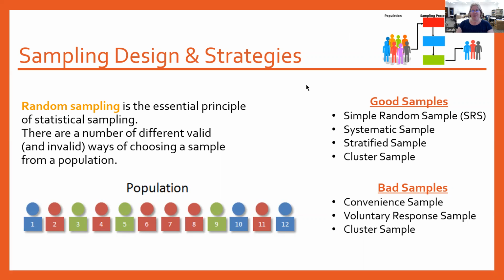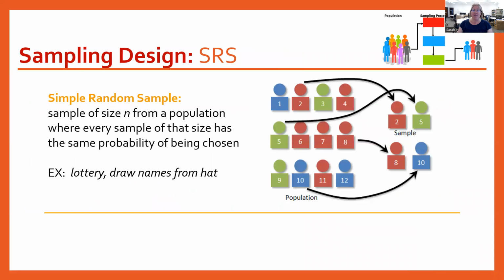So let's start with the first one on the good list, simple random sample. This is one you're already familiar with. This is a sample of size n from a population where everybody has the same probability of being chosen. So you could think of this as a lottery system or putting names in a hat and drawing n number of names out at random.